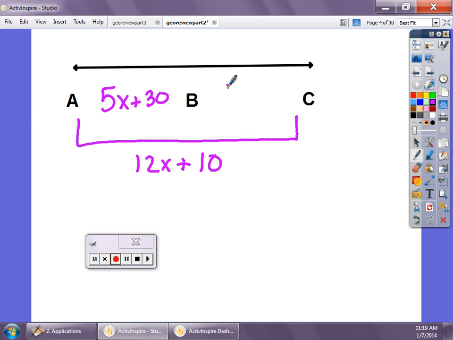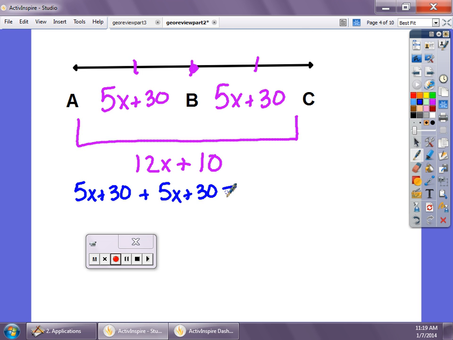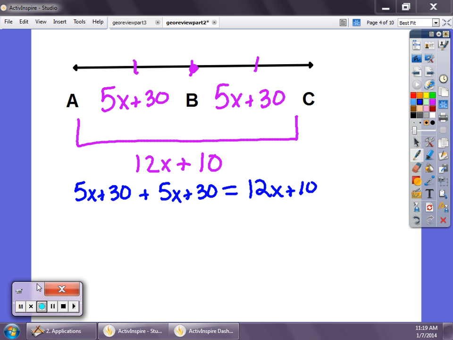Excellent. Why can I call it 5x plus 30? Because they're the same, because B is in the middle. So this equals this, okay? Now, who can tell me the equation that I would write? Now I have a part whole. So what's the first part? Okay, 5x plus 30 plus 5x plus 30. Excellent. Keep going, you got 12x plus 10. Excellent. Now what I'm going to do is I am going to combine like terms.